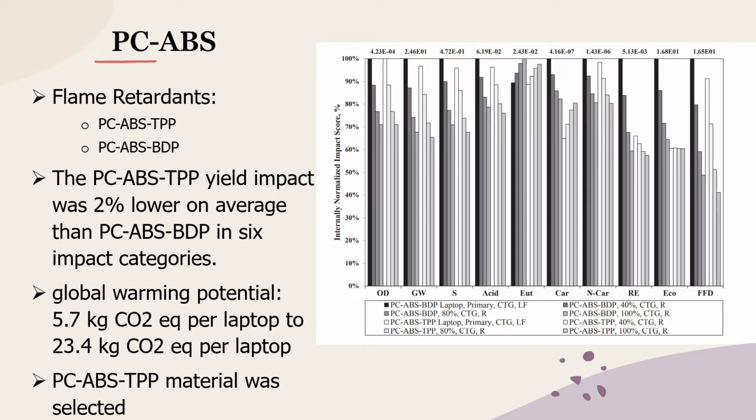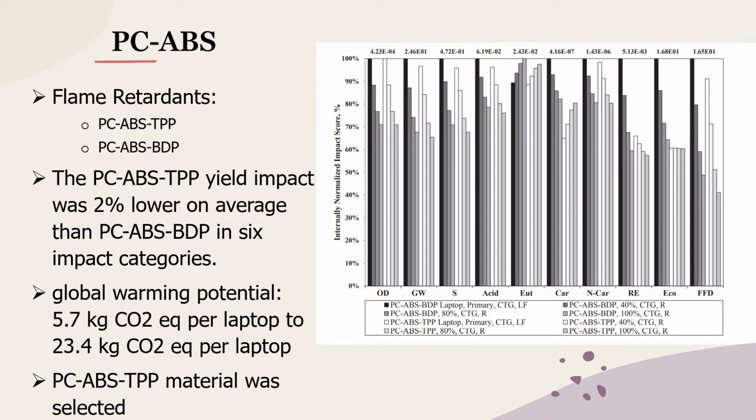Now moving on to the next material, PCABS. There was a total of 24 life cycle scenarios run for this PCABS, accounting for the flame retardant selection of BPB or TPP, recycled material content of 0%, 20%, 40%, 60%, and 100%, and end-of-life processing such as recycle and landfill. And these are represented on the y-axis.